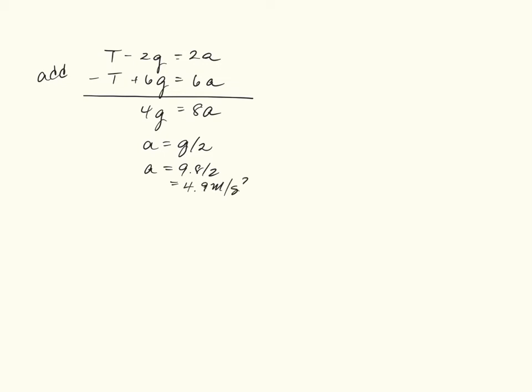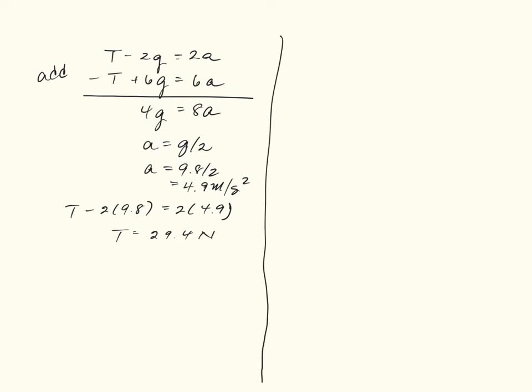After that, we need to find the tension, so we can go back to either equation. So I'm going to go back to the first one. T minus 2 times 9.8 is equal to 2 times the acceleration, which is 4.9 meters per second squared, and I get a tension of 29.4 newtons.